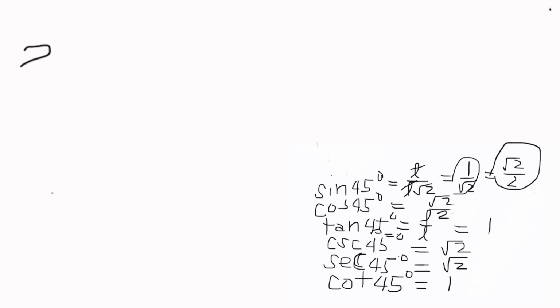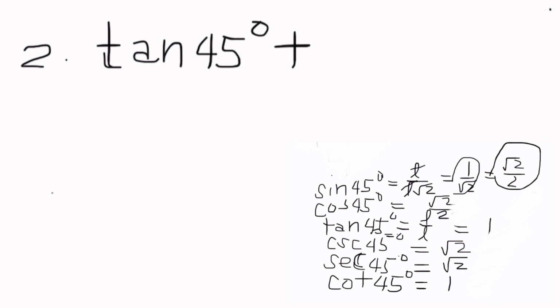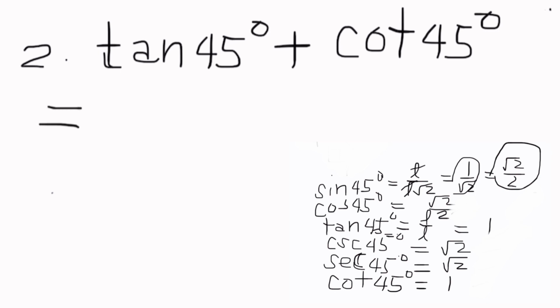Example number 2, let's have tangent of 45 degrees plus cotangent of 45 degrees. So tangent of 45 degrees is equal to 1 plus cotangent of 45 is also 1. So 1 plus 1 equals 2. Example number 3.